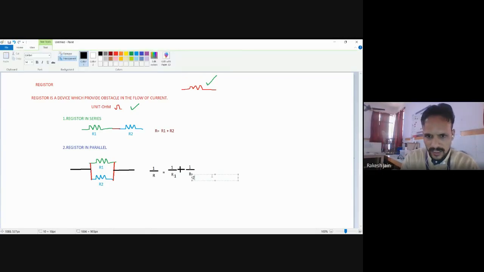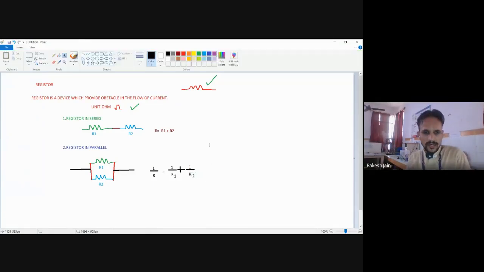If three resistances are in parallel, how will you find the answer? 1 upon R is equal to 1 upon R1 plus 1 upon R2 plus 1 upon R3. If four resistances are in parallel, 1 divided by R is equal to 1 divided by R1 plus 1 upon R2 plus 1 upon R3 plus 1 upon R4. Then you will take the LCM and find the answer. But after the final answer, you have to find the value of not 1 upon R but R, so just take the reciprocal of that value. You will see this in numericals.